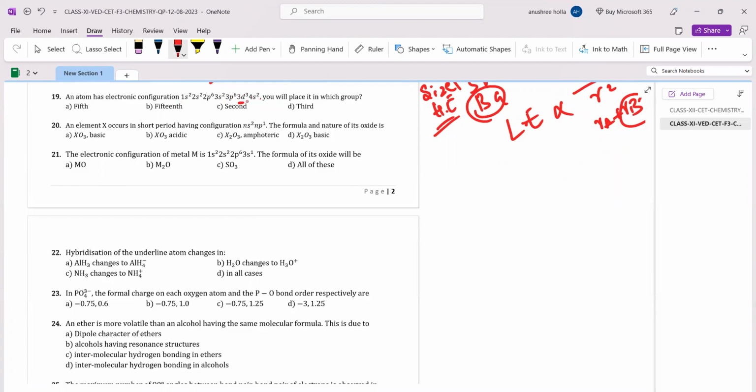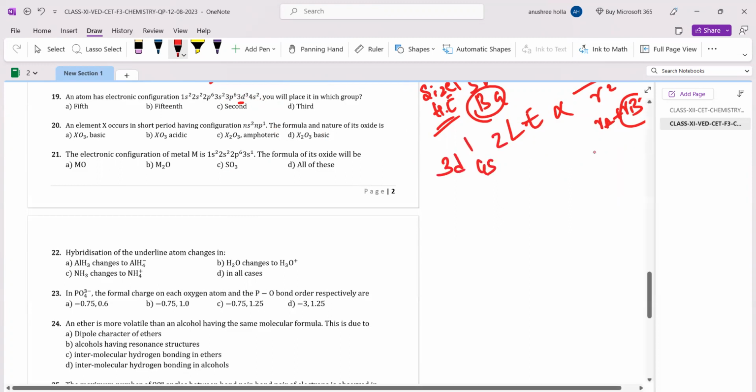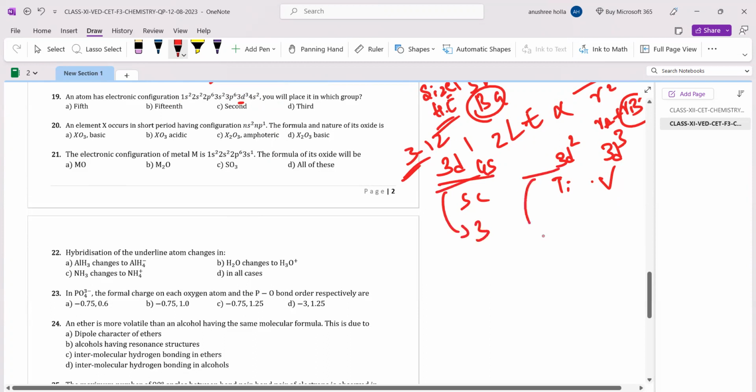And how is it? 4s2 3d3. How do you start the D block elements? 4s2 3d1, 4s2 3d2, 4s2 3d3, right? Scandium, titanium, vanadium, right? So where does the transition metal start from? From which group? From third to 12, we have transition metals. So this is third, this is fourth, then this would be fifth group, right? So the option A should be the answer.